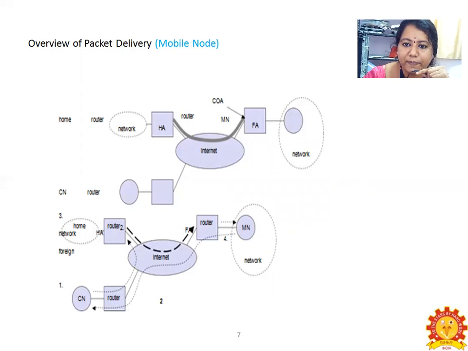See here, the upper diagram has a CN, that is a correspondent node, a router, as well as the internet. From that, we have a router to the care of address, and the care of address, with the help of the internet, goes to the router. At last, it goes to the MN, which is a mobile node.